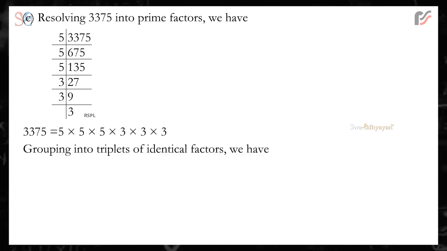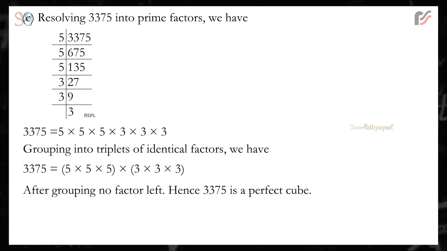Grouping into triplets of identical factors, we have 3375 is equal to 5 into 5 into 5 into 3 into 3 into 3. After grouping, no factor left. Hence, 3375 is a perfect cube.